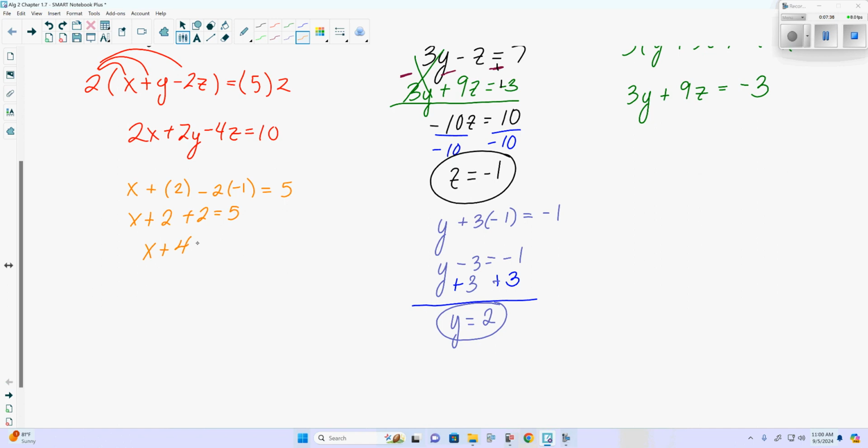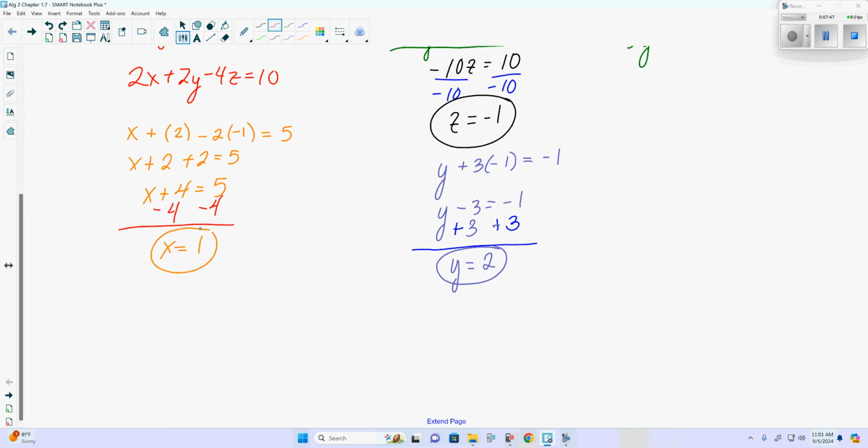Our 2 plus 2 is 4. At this point here, we would subtract 4 from both sides, telling us x is 1. So our final solution would be 1, 2, negative 1.